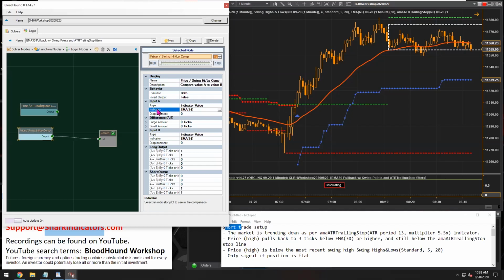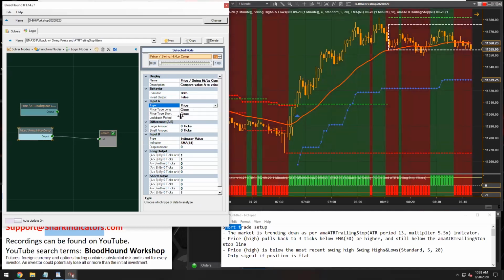All right, so again, input A, we'll change this to price. And this, you kind of have to decide: is the close important, or should we look at the high of the bar or the low of the bar and make sure that the high of the bar didn't break above the swing high, or make sure that the low of the bar didn't break below the swing low, right? So those are some detailed questions you have to ask yourself here. But I'm just going to leave it at the closing price.